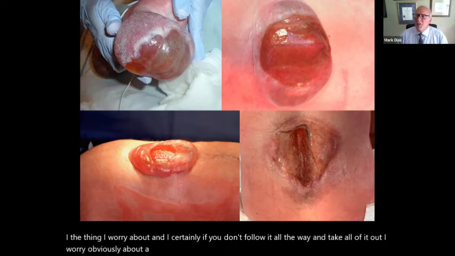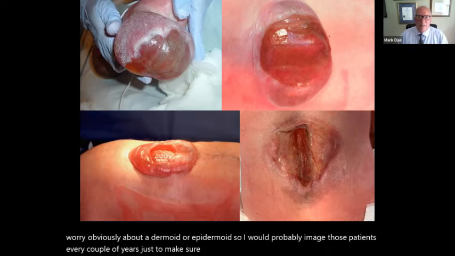So I would probably image those patients every couple of years just to make sure there's not something developing. Okay, great, thanks. Thank you very much.